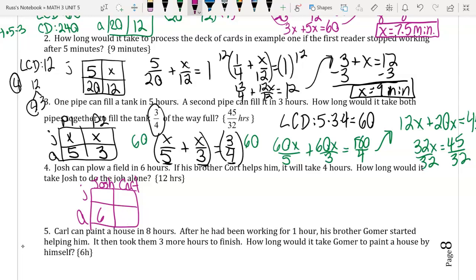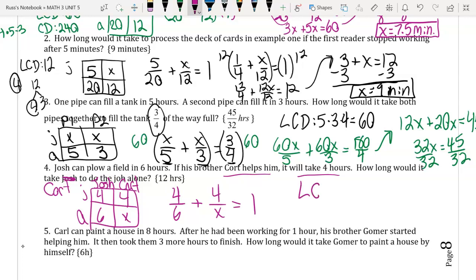It says, if his brother Court helps him, it will take 4 hours. So the joined is 4. What we don't know is how long it would take Court to do the job alone. Okay, so we know that 4 over 6 is how much work Josh will do. Court, 4 over x, and it should equal a whole job.